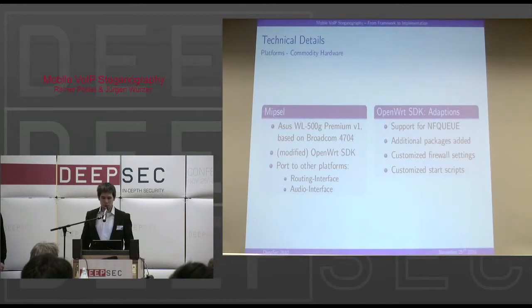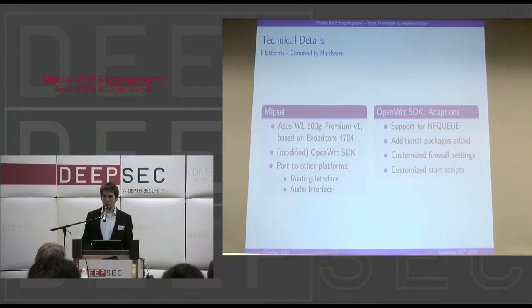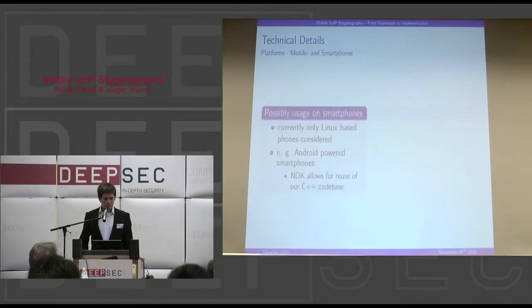And we also had to customize the start scripts of this Linux, which OpenWRT actually implements. To be honest, this embedded router was too slow, at least for the more advanced algorithms, such as spread spectrum or echo hiding. There were big delays on the VoIP calls, but it worked well for, let's say, LSB, the least significant bit hiding, in which you just directly modify the samples without any encoding or decoding.